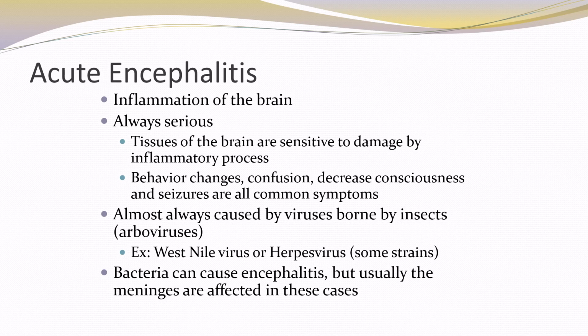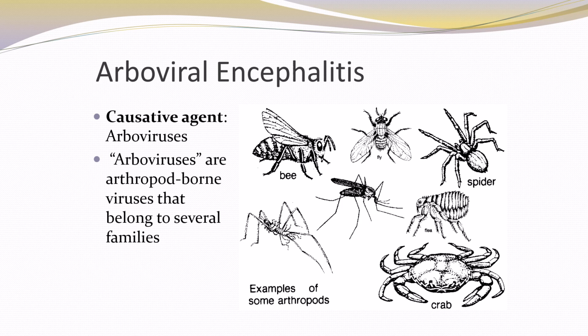One of the causes of encephalitis could be from arboviruses. So this is going to be arboviral encephalitis. The causative agent is arthropods that are carrying these arboviruses. So the insects are going to be the vectors carrying that virus. The virus is the microbe type.